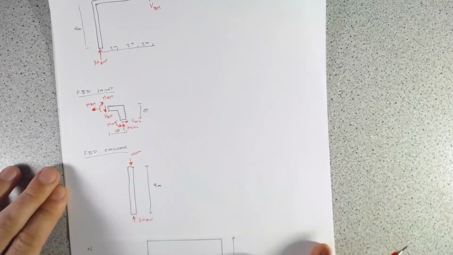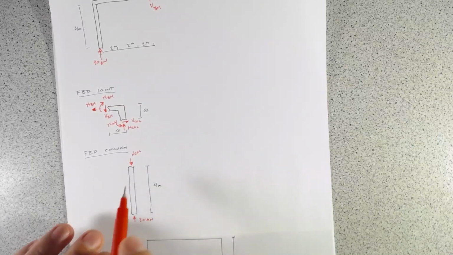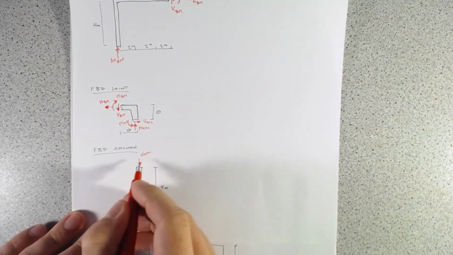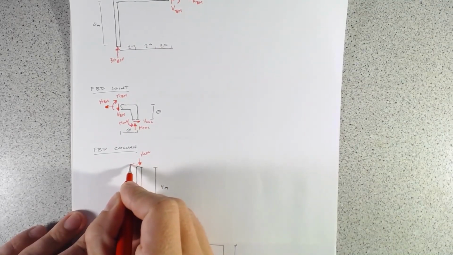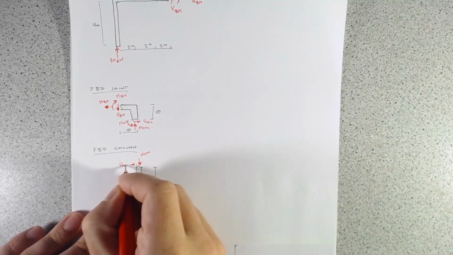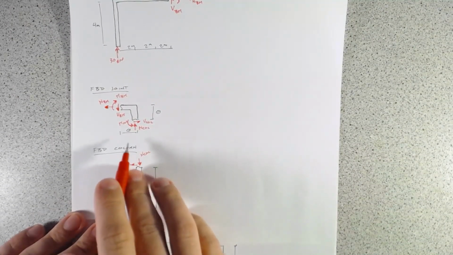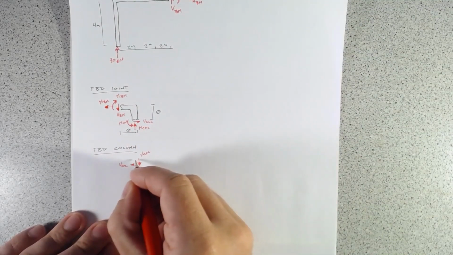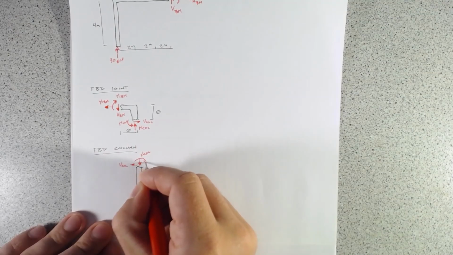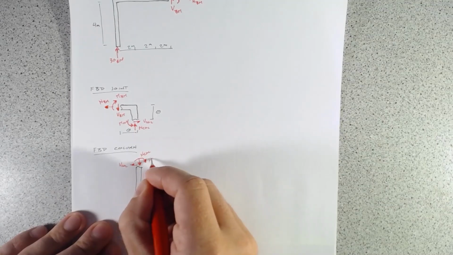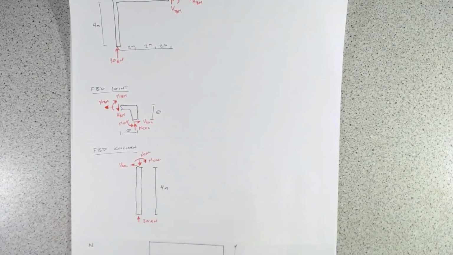So again, as you go through this, always try to do a little bit of an intuition check, and ask does this make physical sense? Our shear on the joint we have going to the right, so on the column, in order to obey Newton's third law, it has to go to the left. And so we have V column. And then our moment, we have it going counterclockwise at the joint, so it would be going clockwise on the column. So that would be M column.